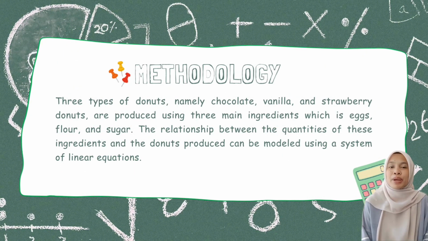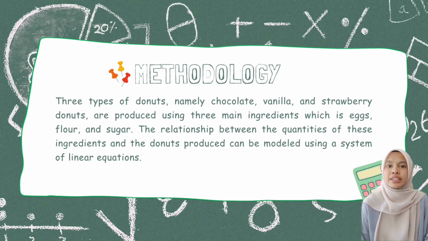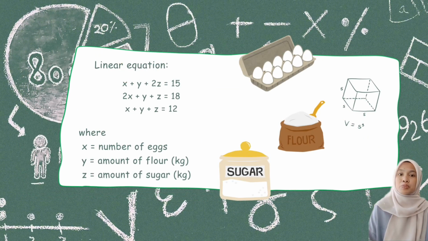Now we move to the methodology. In this case study, we use three types of donuts, namely chocolate, vanilla, and strawberry donuts. The main ingredients are flour and sugar. The relationship between these ingredients can be presented as a system of linear equations. Next, the Gauss-Jordan elimination method is applied to solve the system and find the values of the relationship between the ingredients, represented by a system of linear equations.